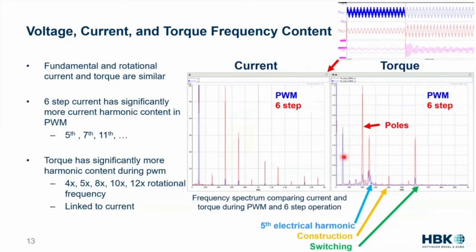So it's a 4-pole machine. We can see that for the fundamental and torque, our red and our blue, so our 6-step and our PWM, are almost identical. So that's cool. That gives us some confidence that our dyno is at least consistent.